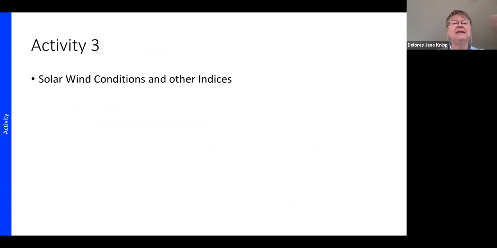So let's see, I did ask for solar wind conditions and looking at other indices. Let me just randomly call before I reveal the answer. How about if I go to synchronous group two? What did you find out about the other indices, say the AP or the KP? How did they line up with the DST index? Can I get a rep from synchronous group two to say something about that?